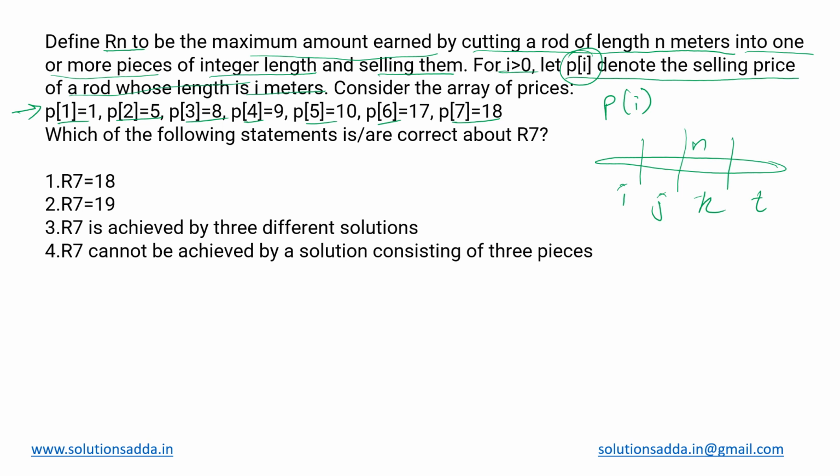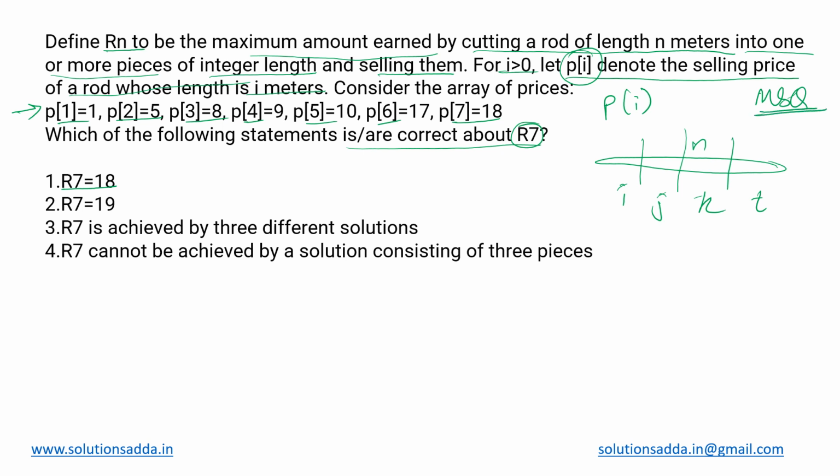So now they're asking us which of the following statements is or are correct about R7, which means if we have a rod of length 7, then which statements will be true for that. Let us have a look at the statements. First one is saying R7 equal to 18, which simply means that the profit we can obtain by selling this rod of length 7 is 18. Let us check out if it is true or not. And this question is MSQ type, so multiple answers can be correct.